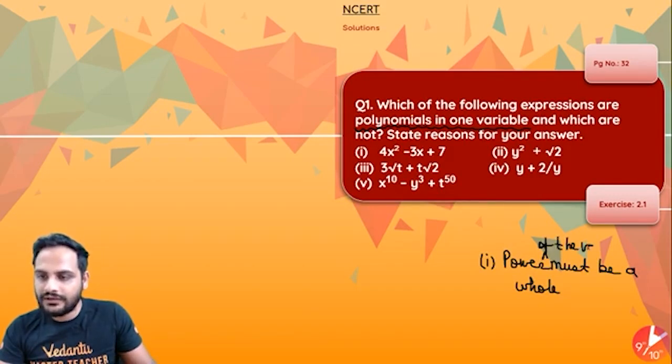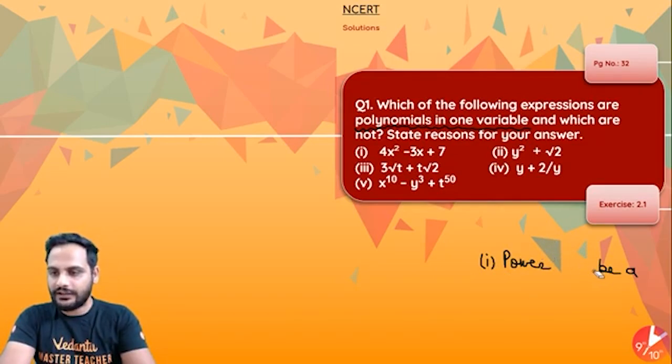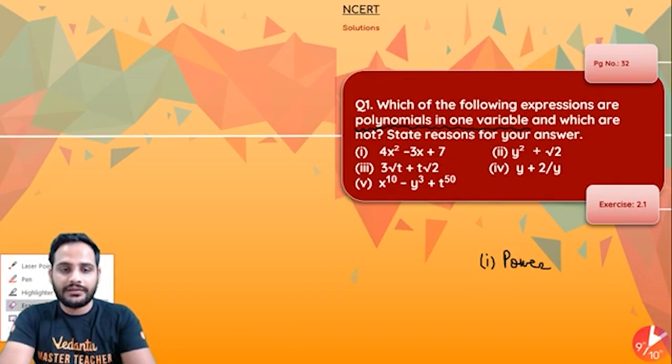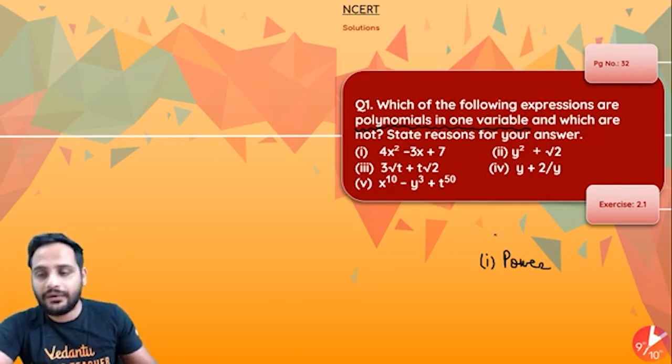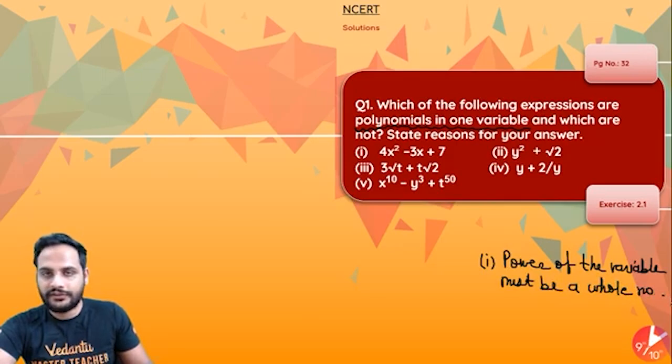Power of the variable. Let me write it very clearly, because students will think it is the power of anything. No, we are not talking about the power of anything. We are only talking about the power of the variable. The numbers can have any power they want. So power of the variable must be a whole number, right? First part.